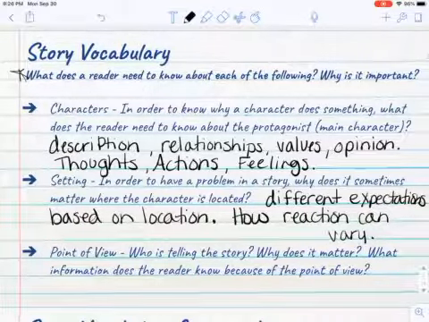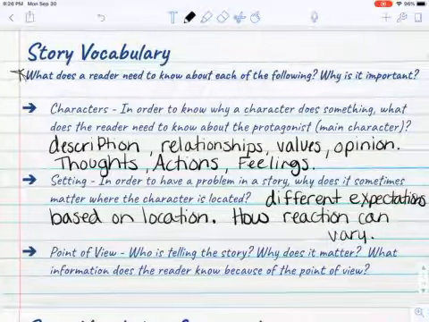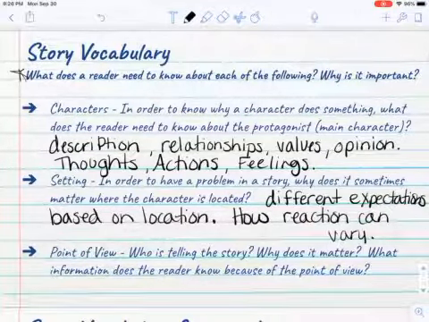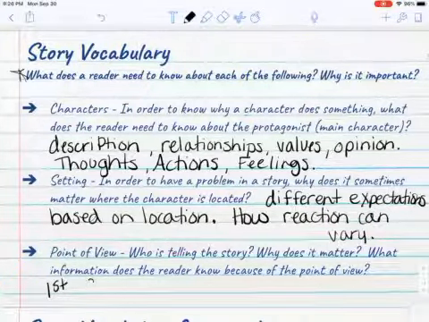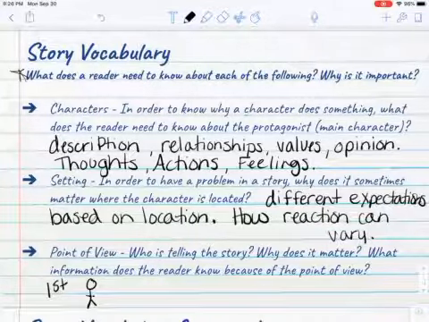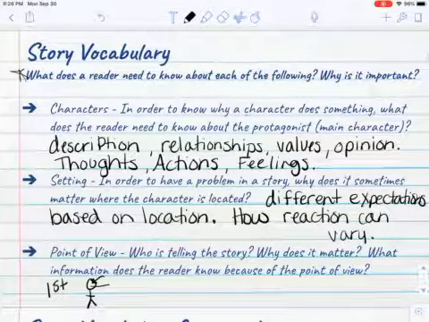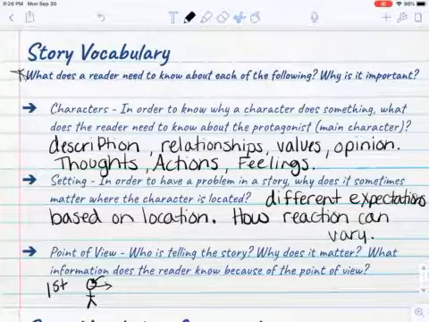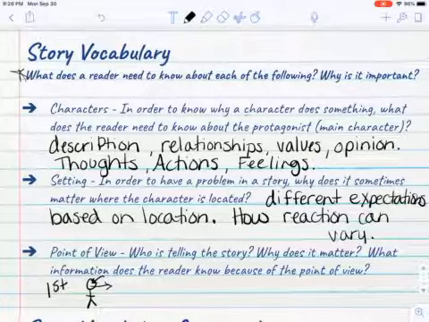Point of view. It does matter who's telling the story. It does make a difference about the information that we know as a reader. So what information is different for different points of view? Think about first-person point of view. First-person point of view is when we are the main character. We know everything that's going on inside their head, and we are seeing the story as if we were the main character. So this helps us to know those thoughts, those feelings, and really play along as if we were the main character.